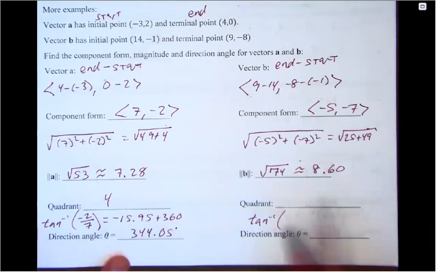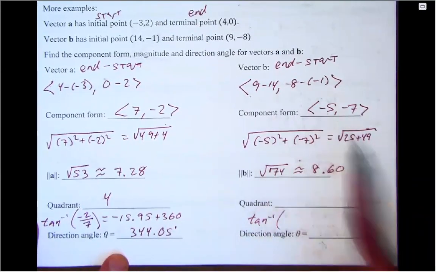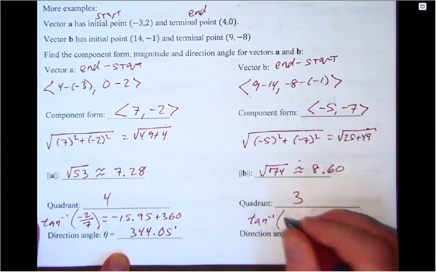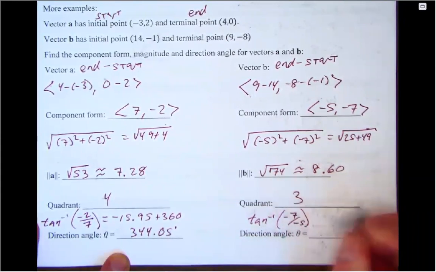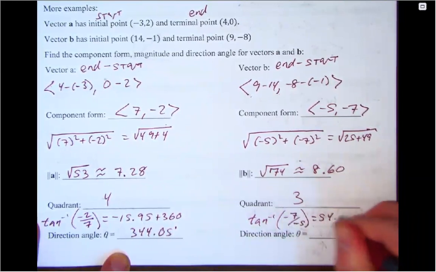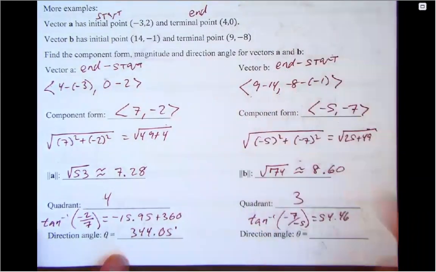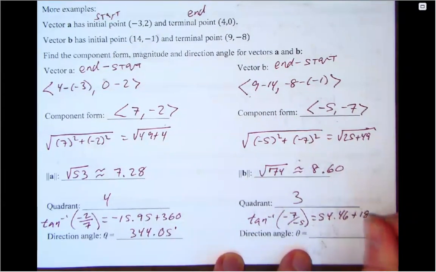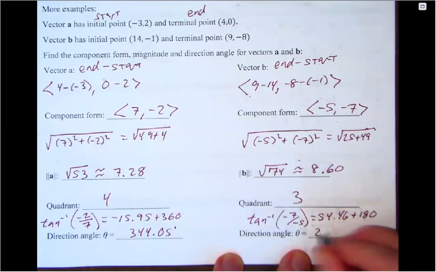And last but not least, (-5, -7), that's quadrant 3. Tan inverse of -7 over -5 would be 54.46. But again, go back up to the notes, for quadrant 3 it's 180. So that's going to be 234.46 degrees.